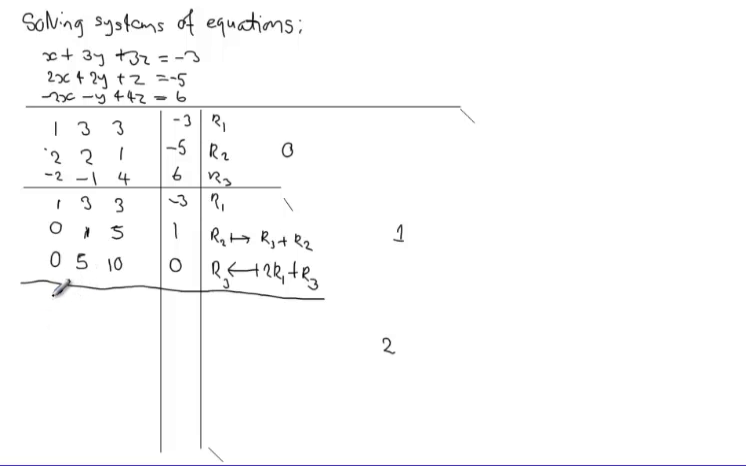I just repeat 1, 3, 3, minus 6, minus 3. 3, 3, minus 3. 0, 1, 5, 1. This is my row 1. This is my row 2. Now this is 0.